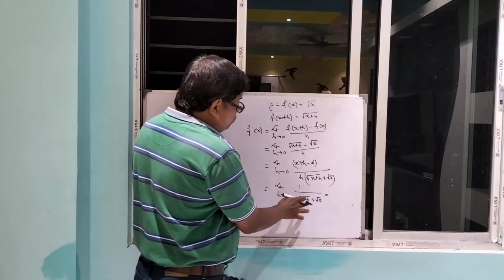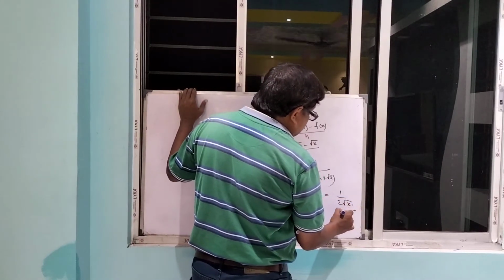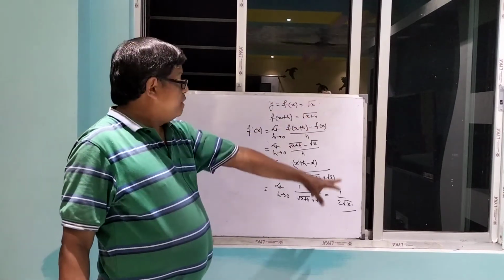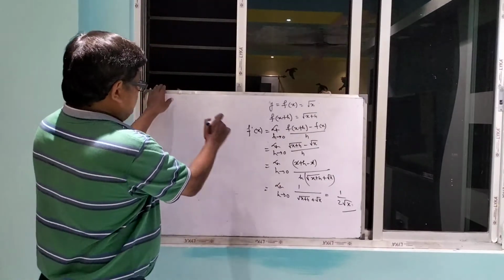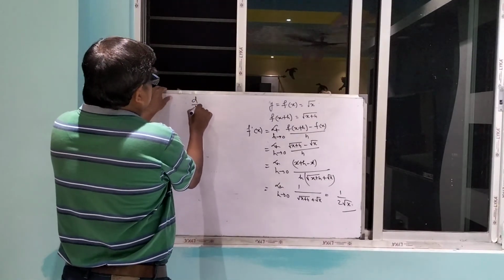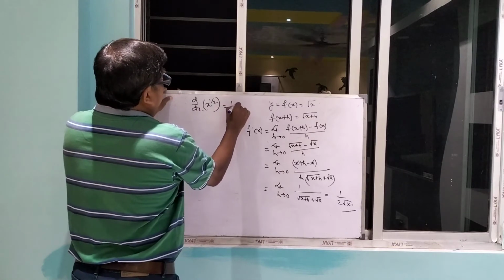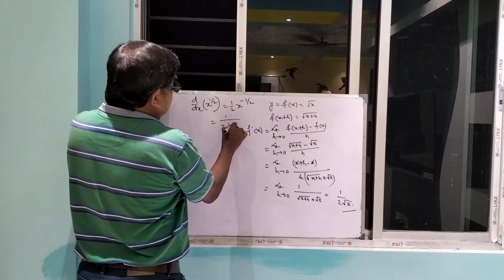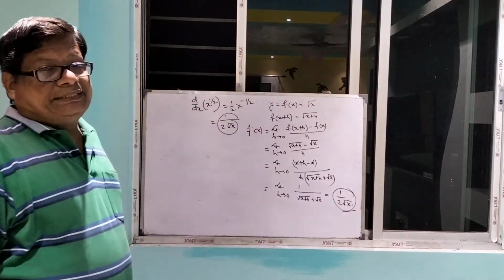Just put h equal to 0, so 1 by 2 root x. This is the answer. Root x is x to the power half. So like that you will get 1 by 2 root x. Keep in mind, d/dx of x to the power half gives x to the power minus half, so 1 by 2 root x. See, we are getting the answer. This is the first one.